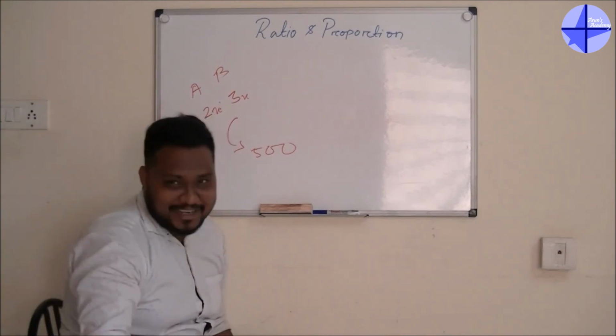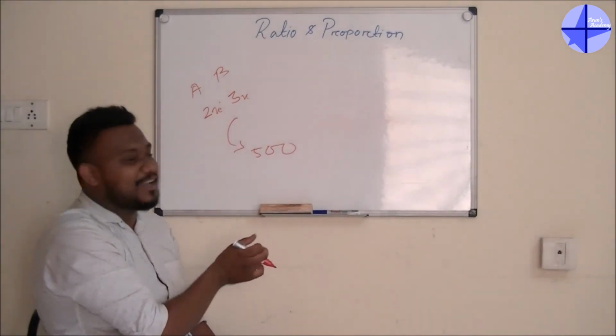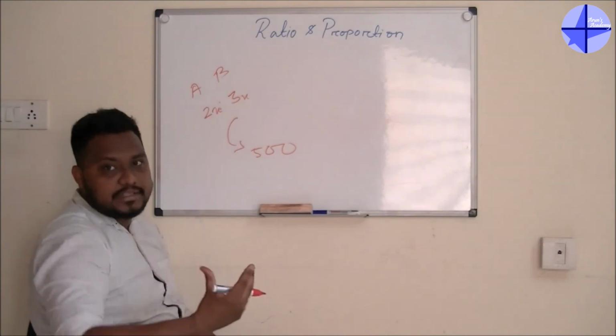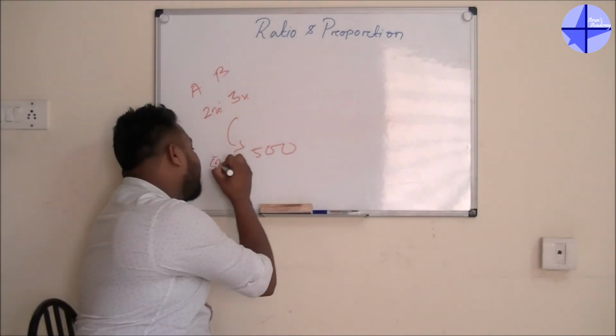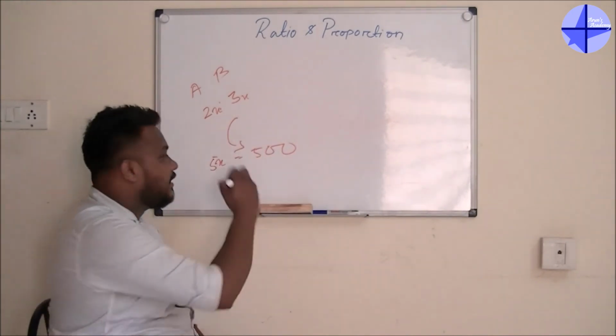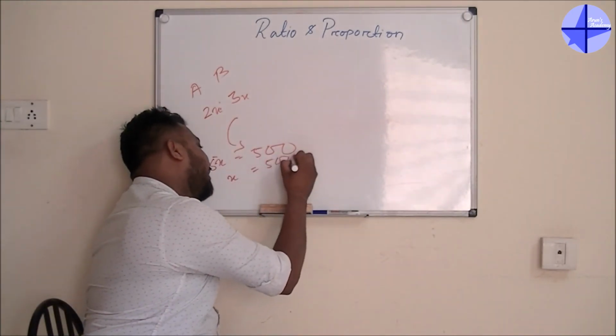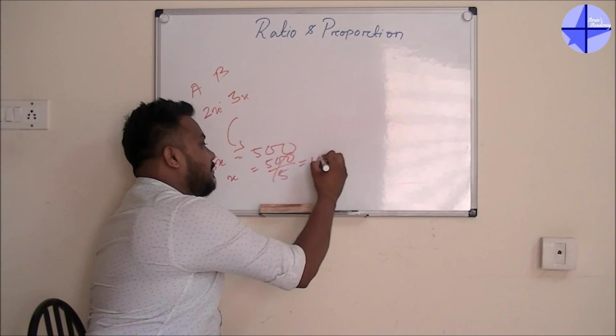Oh, not your x, it means the variable x. Okay. So 2x and 3x, the total salary they gave, right? So 2x plus 3x is equal to 5x. That 5x is equal to 500. x is equal to 500 divided by 5. Your answer will be 100.